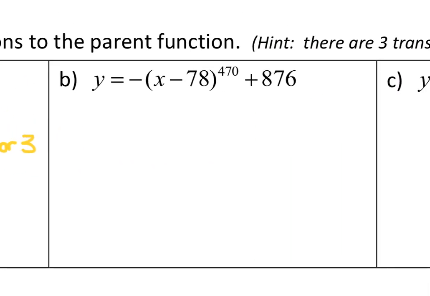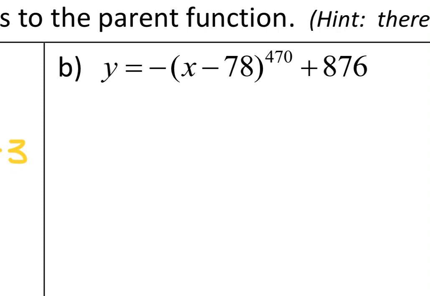In part B, again, there's three transformations. The first thing that you see is a flip, and then the second thing that you should see is the shift to the right. Remember that the exponent doesn't have any kind of a transformation associated with it. And then your plus 876 at the end is a shift up.